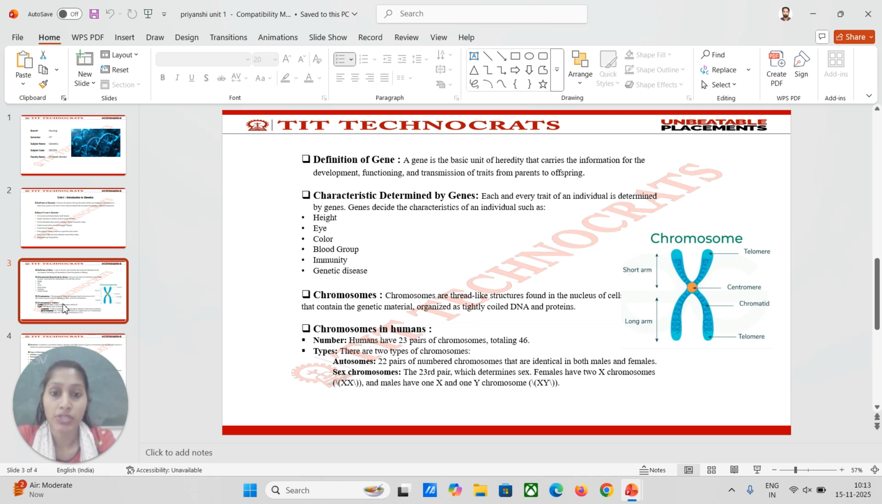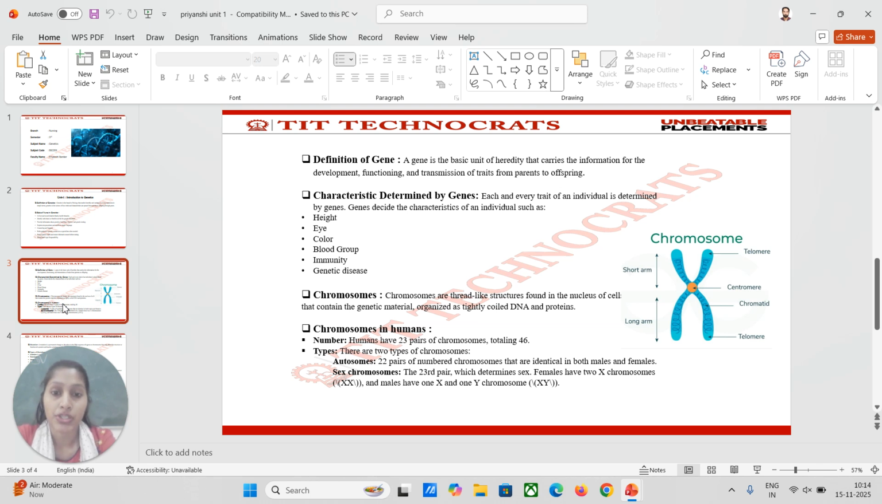Then we discuss chromosomes. What is a chromosome? Chromosomes are thread-like structures found in the nucleus of cells that contain the genetic material organized as tightly coiled DNA and protein, just like we see in the diagram of the chromosomes. The parts include the centromere in the center, the telomere at the corner, chromatids, the short arm and the long arm.